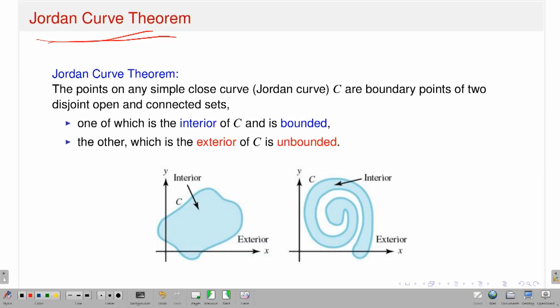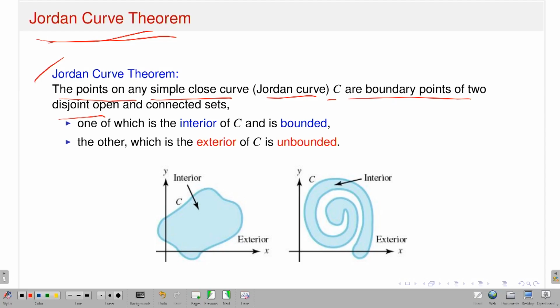I know the notion of a Jordan curve. So, what is the Jordan curve theorem? It says that the points on any simple closed curve, which is the same as a Jordan curve C, are the boundary points of two disjoint open connected sets. Is that clear? So, it says that suppose you have a Jordan curve or simple closed curve.